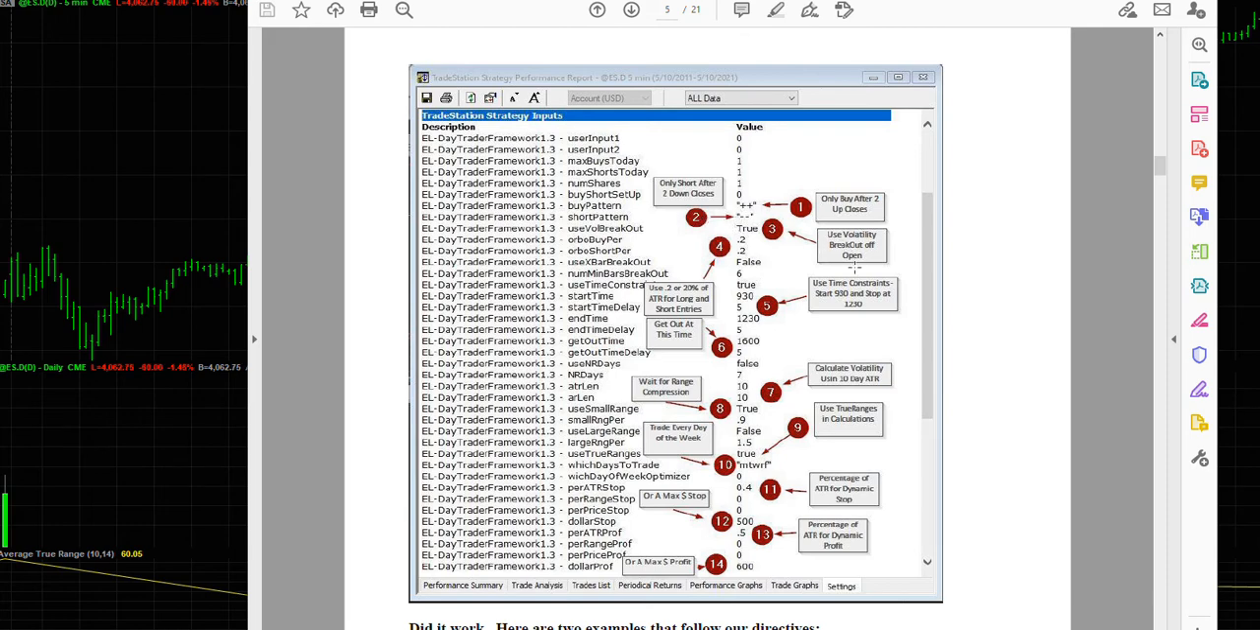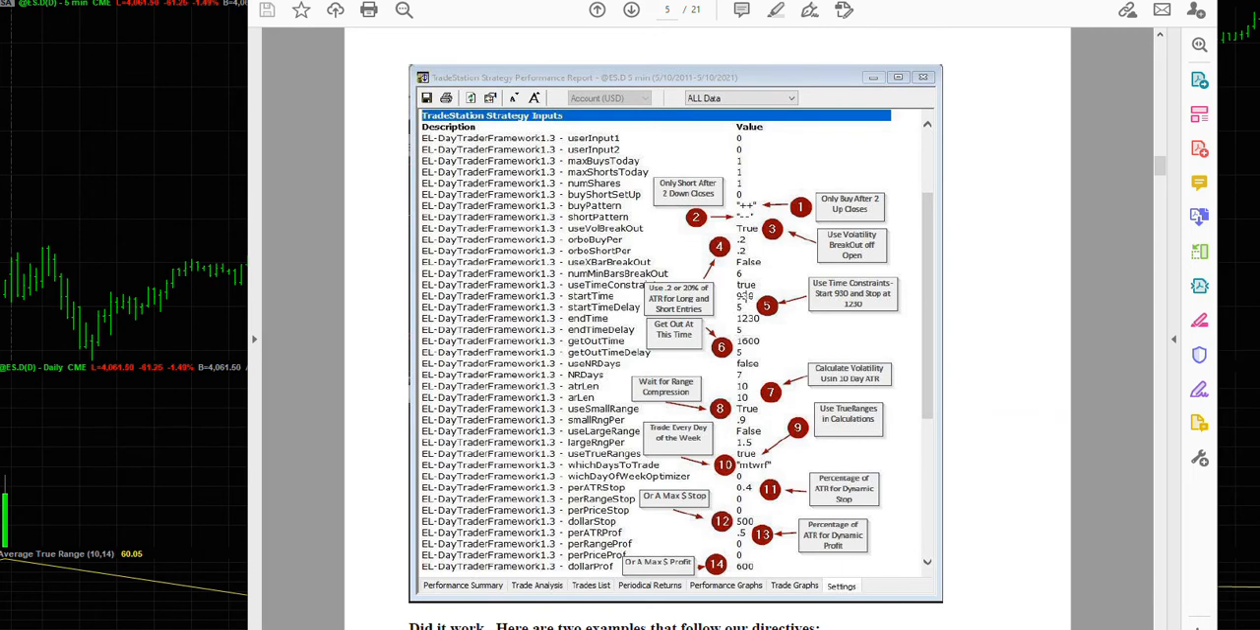Use volatility based breakout of open, set that to true. Once you set that to true, it will start using these numbers to determine entry, and we're going to use 20%, 0.2 off the open. And that's 1, 2, 3, 4, use 0.2 for short entries. Number 5, use time constraints. Start time is 9:30 and stop at 12:30. And I put 9:35 and 12:35. The 5 and the 5 are things you can optimize.